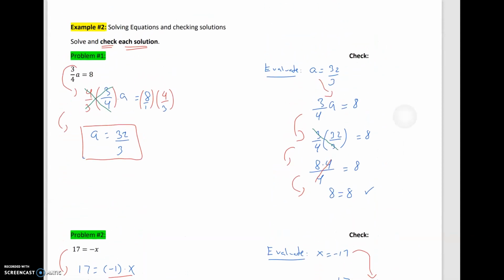That's actually it for these 3 problems. We'll put the other ones in another video.